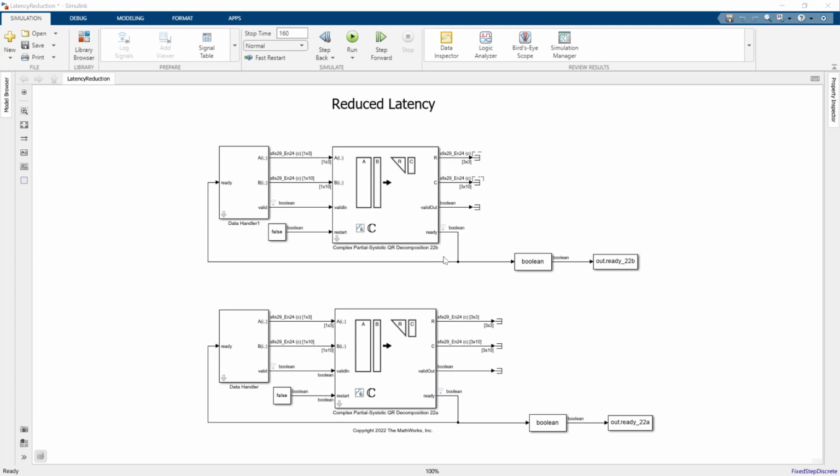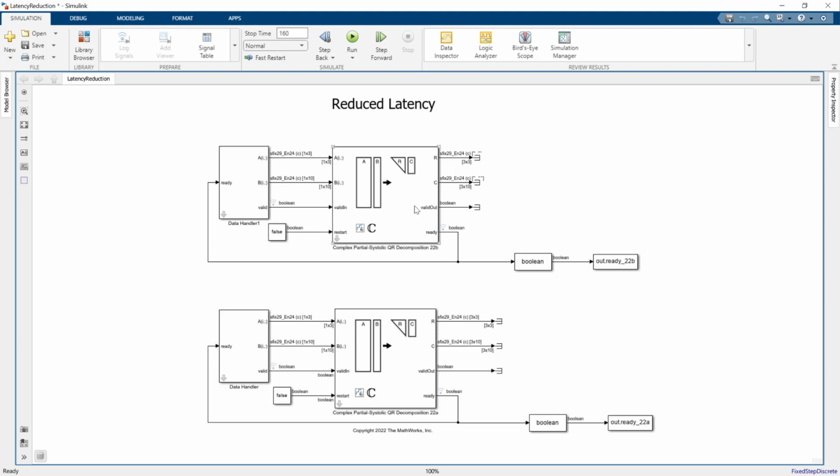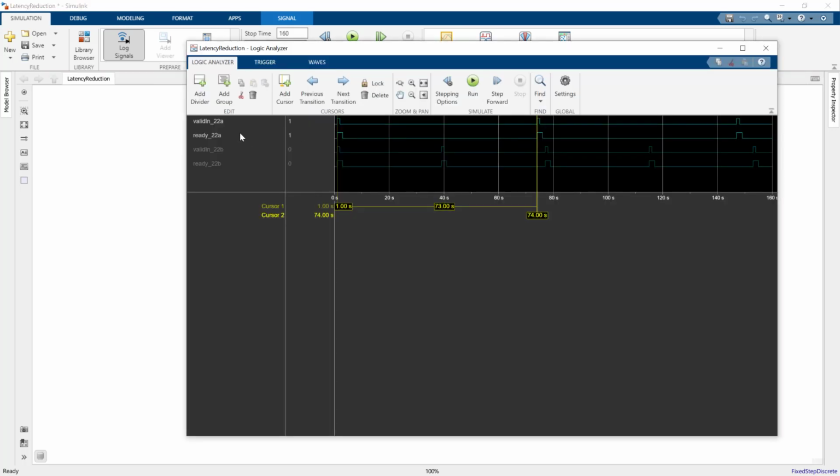Here is an example that shows a direct comparison between a 22a model and a 22b model. We run the model and notice that the data we feed into these two blocks is exactly the same, and we monitor the latency between the valid data input and the QR becoming ready again. Let's open up the logic analyzer, and we can see that in the 22a model, the latency is about 73 clock cycles, and in the 22b model, this is reduced to 38 clock cycles, which is about 2 times faster. This reduction in latency can help users achieve higher throughput as well as lower cost, since an FPGA with a lower clock rate can be used.